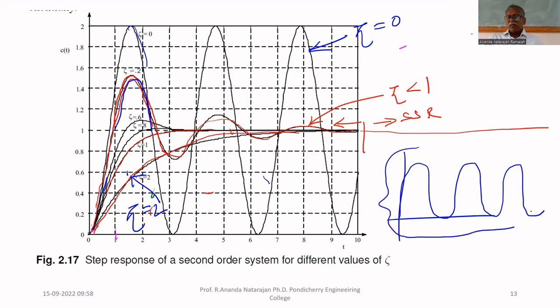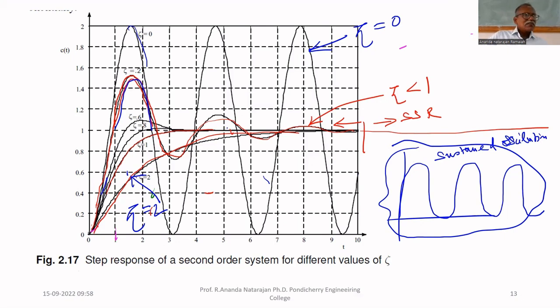If zeta is equal to 0, we get sustained oscillation. The oscillation remains there, sustained. This is called sustained oscillation.